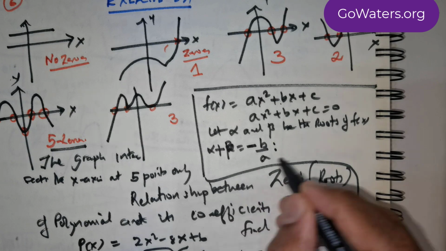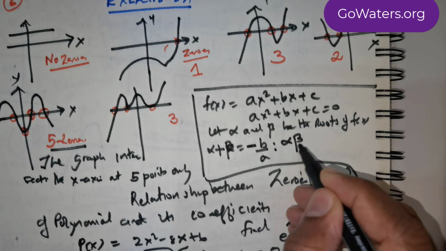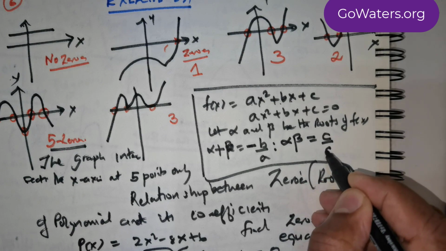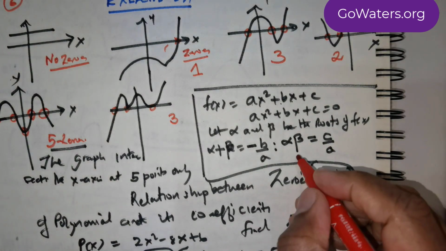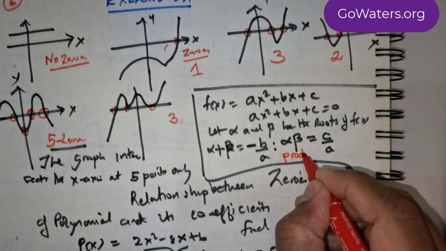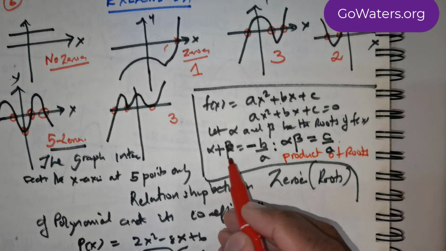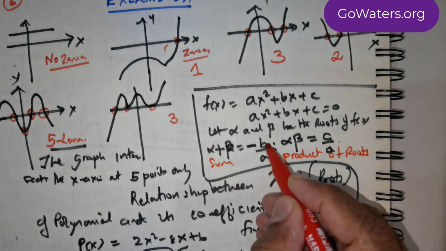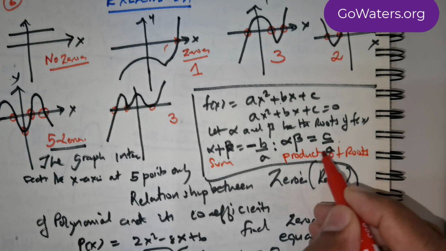Now after giving you the sum of the roots, there is something called the product of the roots. This is called alpha beta. How do you write it? That is equal to c divided by a. Now remember, c divided by a is called the product of roots. Now what is alpha plus beta? This is called the sum of the roots. And what is the formula? Negative b over a. And over here, the product of the roots is c divided by a.